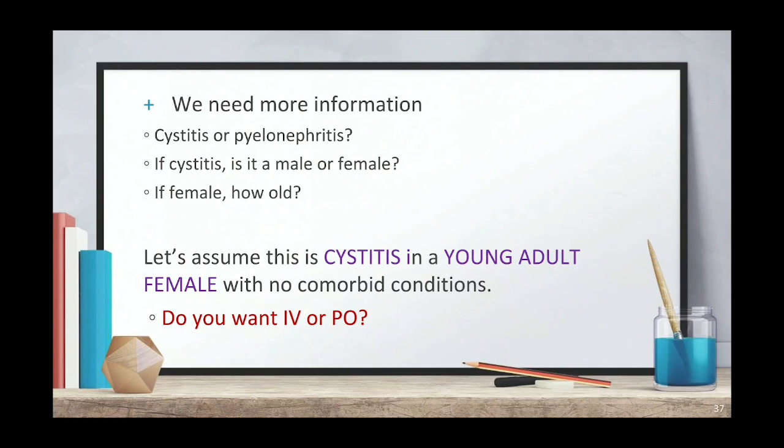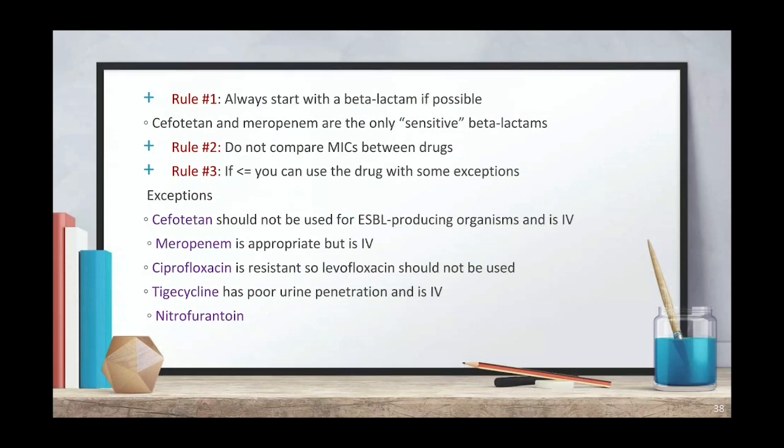If cystitis, is it a male or female? If female, how old? Let's assume this is cystitis in a young adult female with no comorbid conditions. Do you want IV or peroral? Of course, peroral. So let us start with the rules. Rule 1. Always start with a beta-lactam if possible.